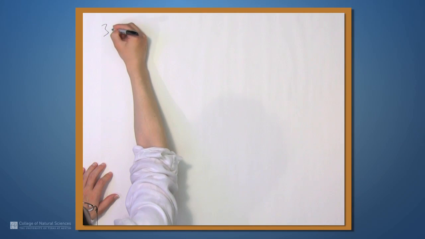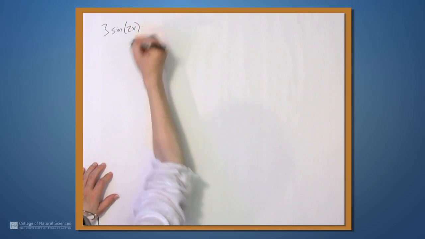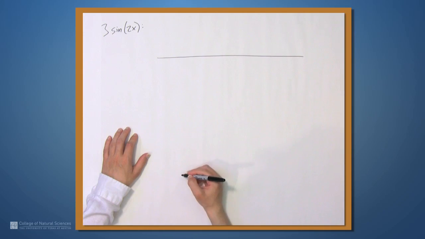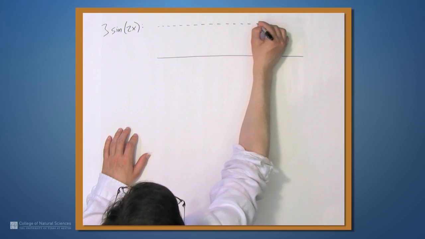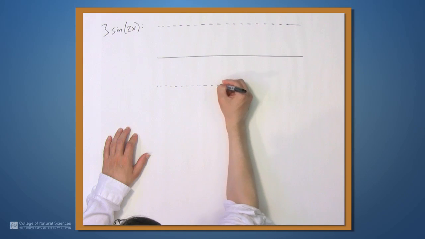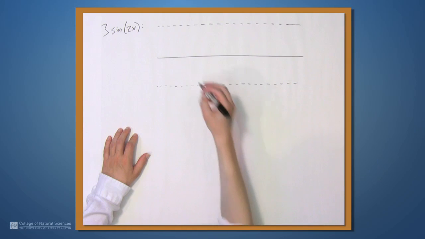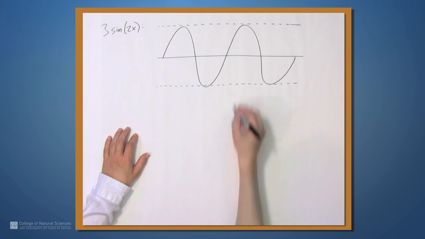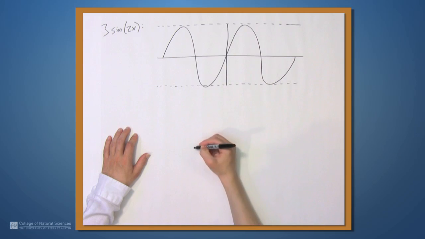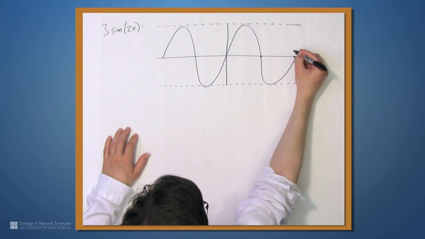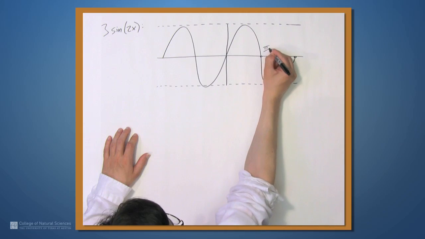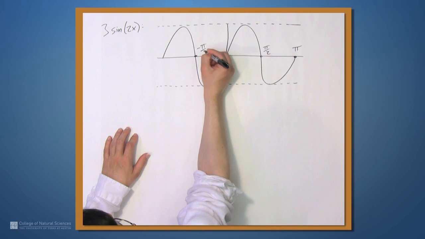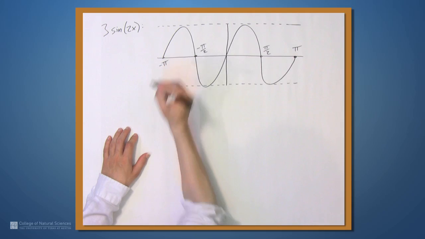So 3 sine 2x. Once again, our sketch is going to look very similar. Start with the x-axis. Draw some dotted lines. Oh, well, mostly dotted anyway. There we go. And now let's sketch our sine curve. Throw in a y-axis. We'll label stuff on the x-axis. That hasn't changed. So this point here is pi over 2. This point here is pi. This point, negative pi over 2, and this point, negative pi.